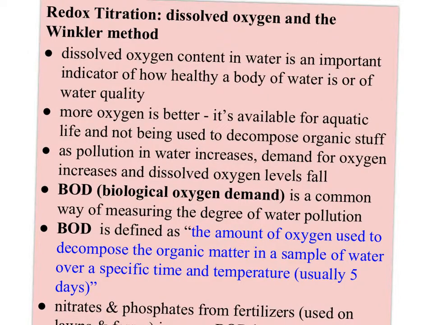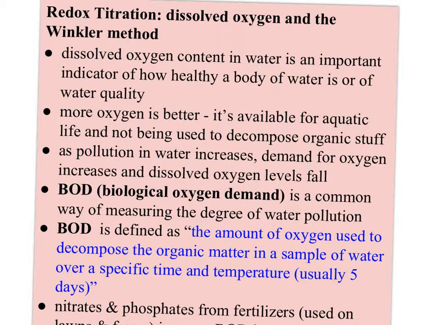The third titration that IB talks about is something called the Winkler method, and this method is used to determine dissolved oxygen. And this one probably has the most environmental implications. The previous one is used a lot in foods, but the environmental implication is that dissolved oxygen in water is an important indicator of how healthy that water is, or of its water quality, how polluted it is. The more oxygen, the better. When oxygen levels go down, it means oxygen's being consumed to get rid of bad stuff in the water instead of for aquatic life. So as pollution in water increases, demand for oxygen increases, and the dissolved oxygen levels fall.